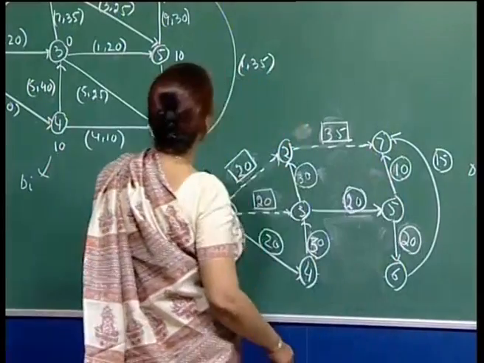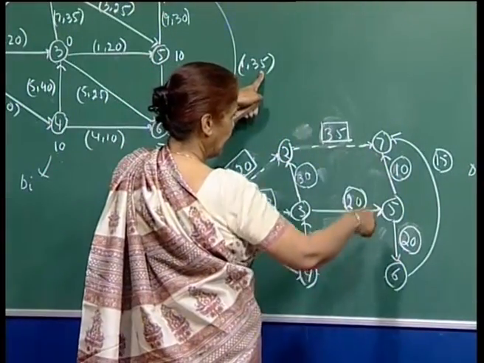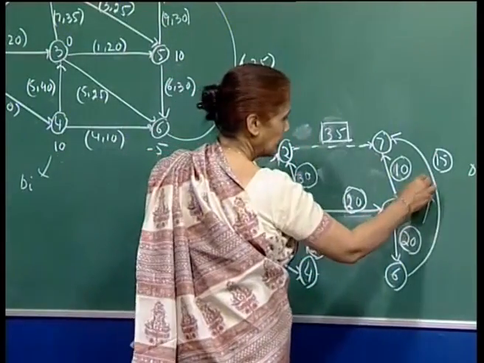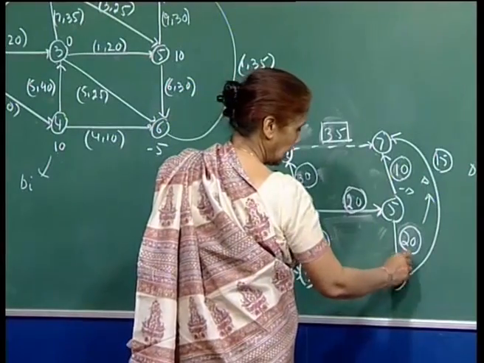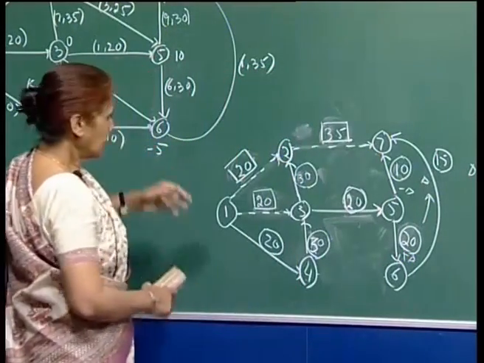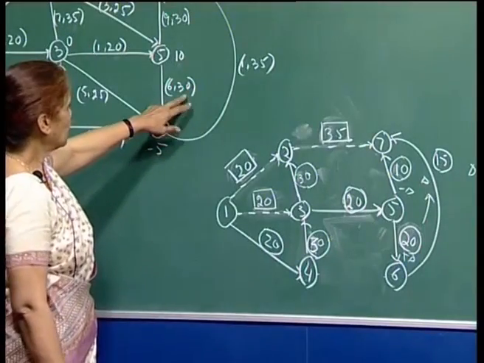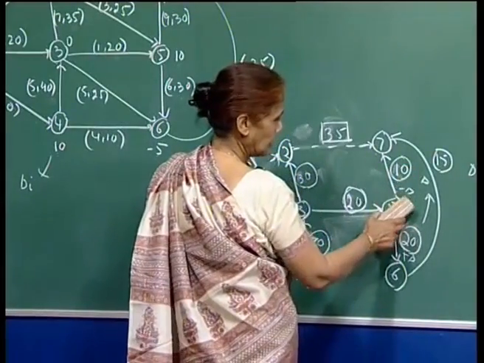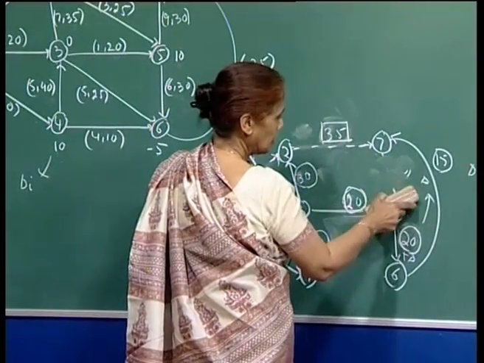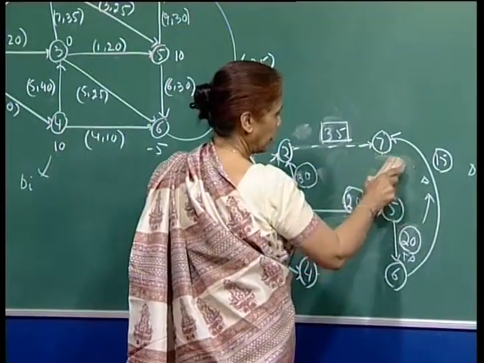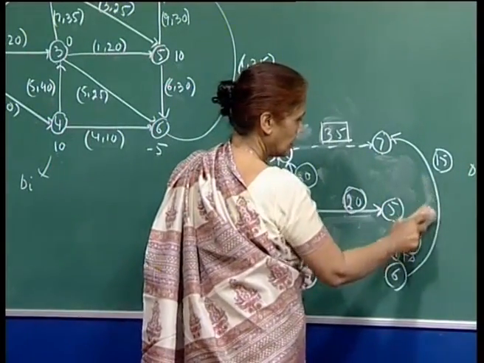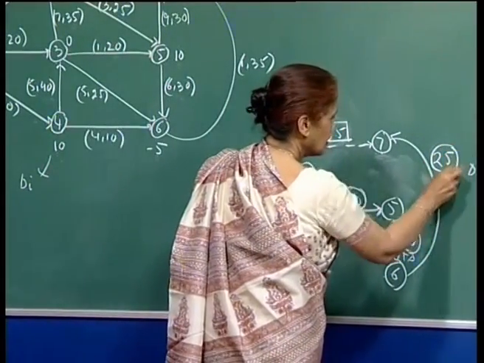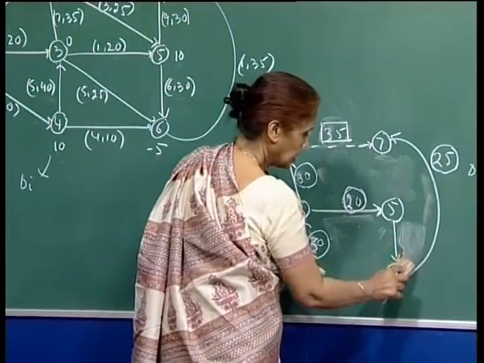So, 6 to 7, the upper bound is 35. So, I can increase the flow along this direction by delta, then this will be minus delta, and this will be plus delta, and again delta can go up by 10, because the upper limit is 30. Fine. So, this arc will go out, it will become non-basic, and this flow will be 25, and this flow here will be 30.